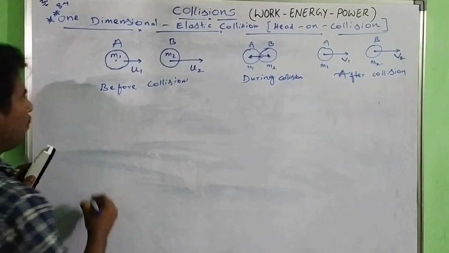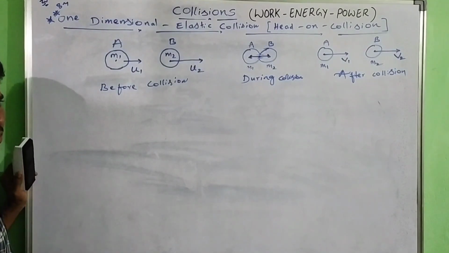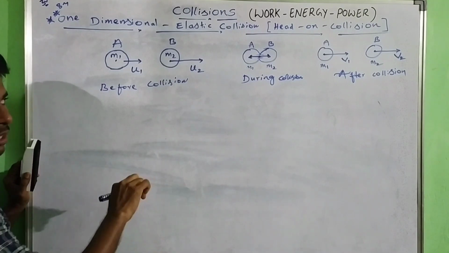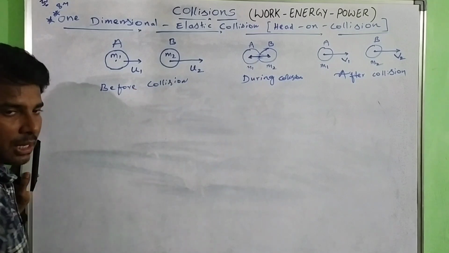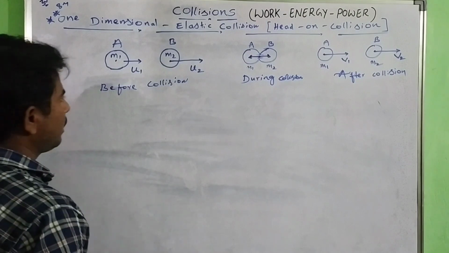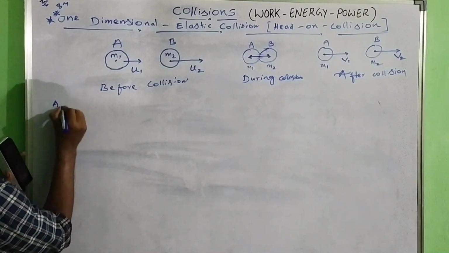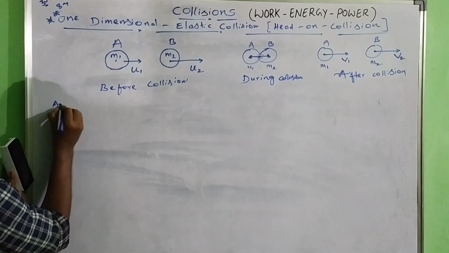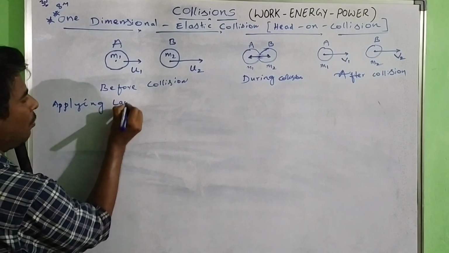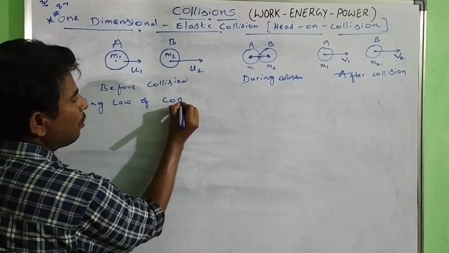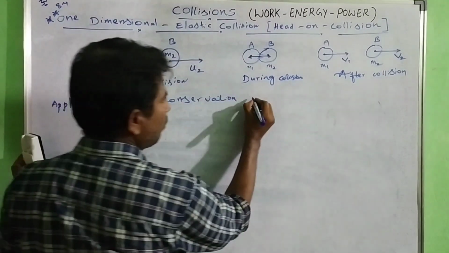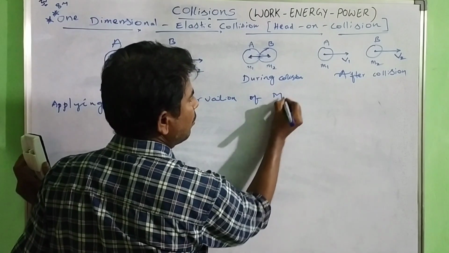For the proof or derivation, the bodies approach each other before collision and separate after collision. Now calculate the velocities and the derivation, applying the law of conservation of momentum.